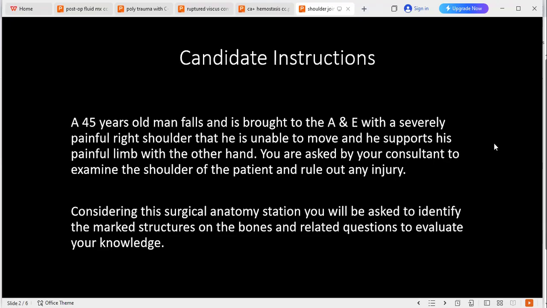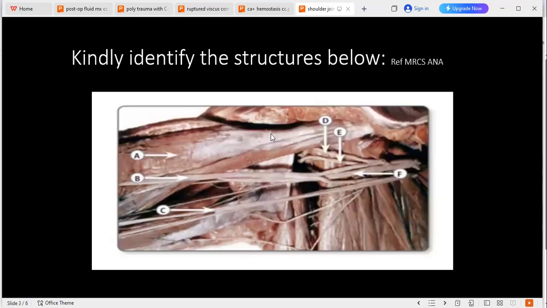All right, so if you've read and understood, considering it's a surgical anatomy station, please tell me what you are looking at. Identify the structures labeled. A is the long head of biceps brachii.